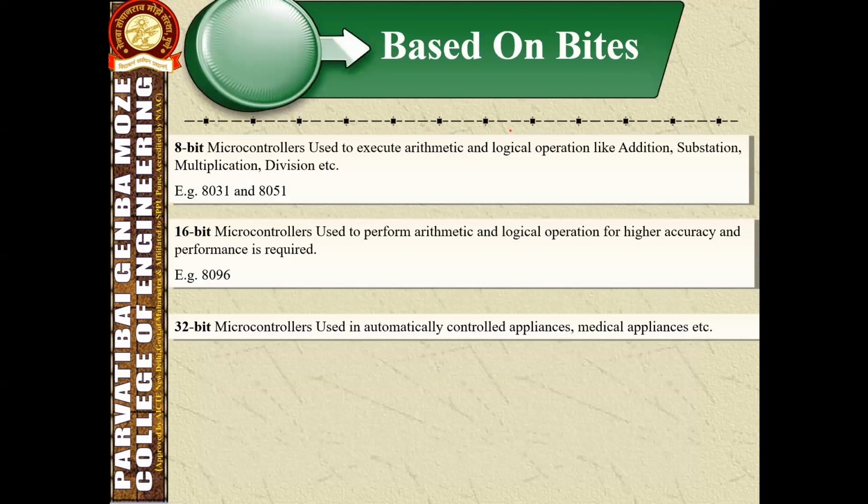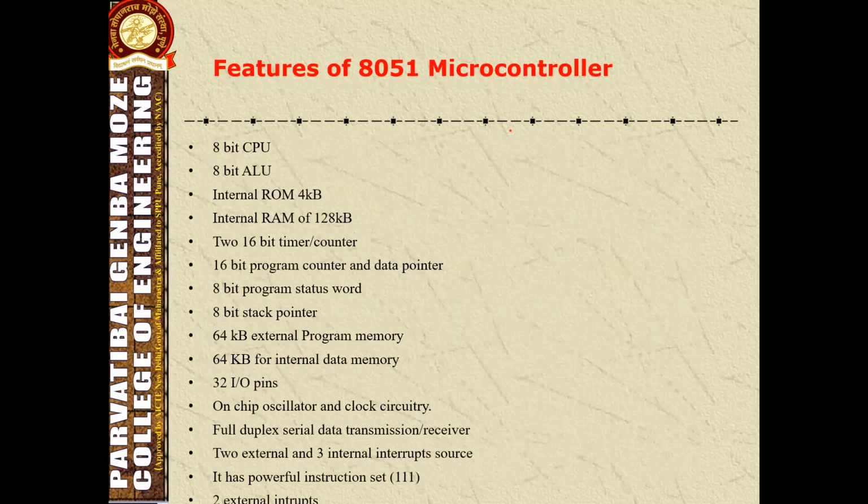So let's see some features of the 8051. The 8051 microcontroller has an 8-bit CPU and an 8-bit arithmetic and logic unit, 4 kilobyte of inbuilt ROM and 128 bytes of RAM, and two 16-bit timers and counters. It has a 16-bit program counter and data pointer, and an 8-bit program status word, which is a group of 8 flags. It also includes an 8-bit stack pointer, 64 kilobyte of external program memory, and internal data memory.